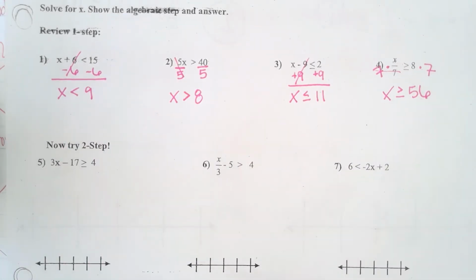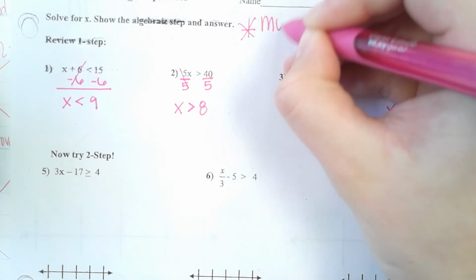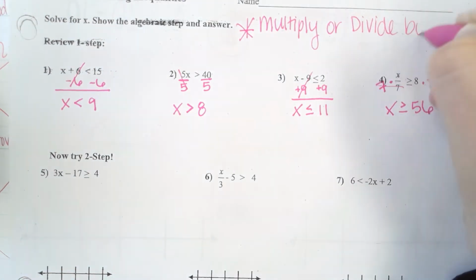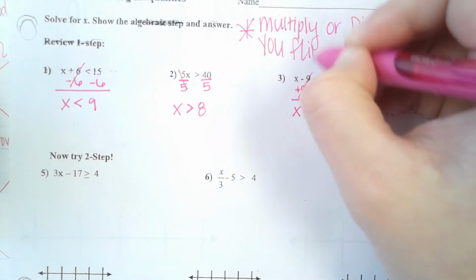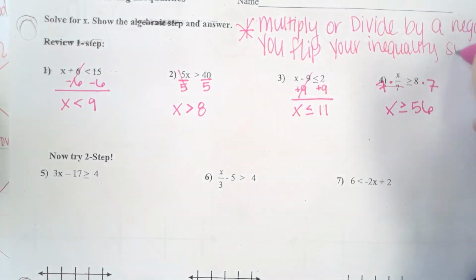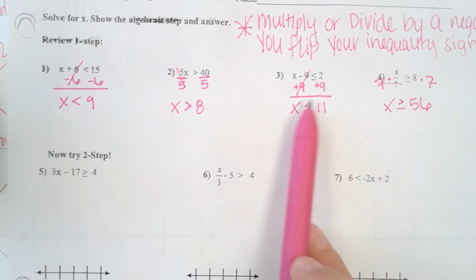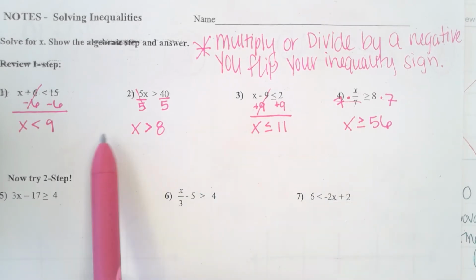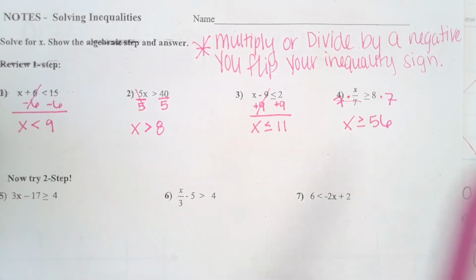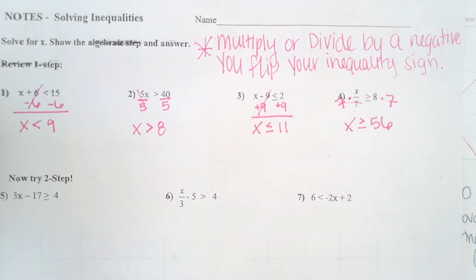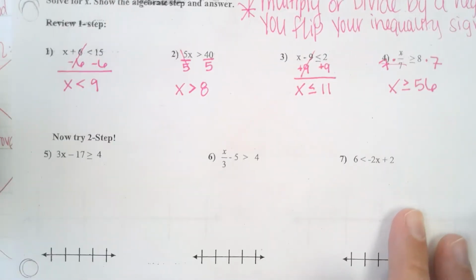Okay, so remember the rule is when you multiply or divide by a negative, you flip your inequality sign. So please do not forget to do that. So all of these examples up here were all positives. So we did not have to flip any inequality sign, but whenever we come to some negatives down here, if we multiply or divide by a negative, then we need to flip that inequality sign. Okay? All right, so let's try this one.